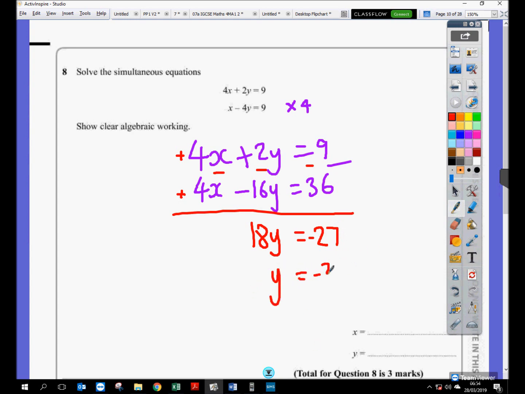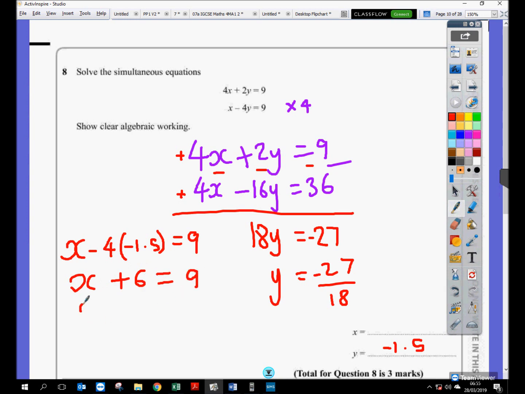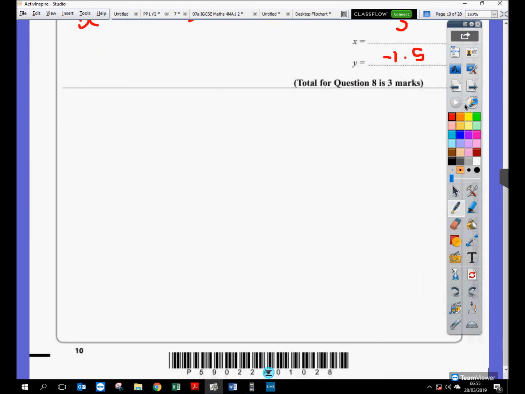Okay, so negative 27 divided by 18 gives us negative 1.5. What you need to do now is substitute this negative 1.5 into one of the equations to work out x. So if I use the second one, I have x minus 4 times negative 1.5 equals 9. x plus 6 equals 9. That means x is 9 take away 6, 3. Okay, I would advise that you check this using the simultaneous mode on the calculator. Next question.